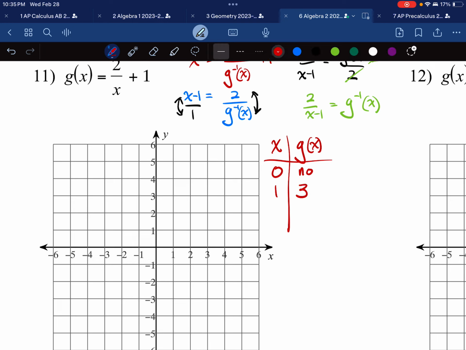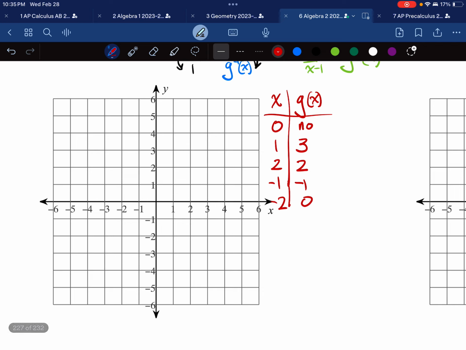And if I plug in a number like, I don't know, let's do 2, I guess. If I plug in 2, 2 over 2 is 1. 1 plus 1 is 2, so I get 2. If I plug in any other bigger numbers, it's going to be just a fraction, so let's not worry about that. Let's try negative. So negative 1, it's going to be 2 over negative 1, which is negative 2, plus 1 is negative 1. And when I plug in negative 2, it's going to be 2 over negative 2, which is negative 1, plus 1 is 0. Let's go ahead and graph what we have so far. Maybe that'll be enough.